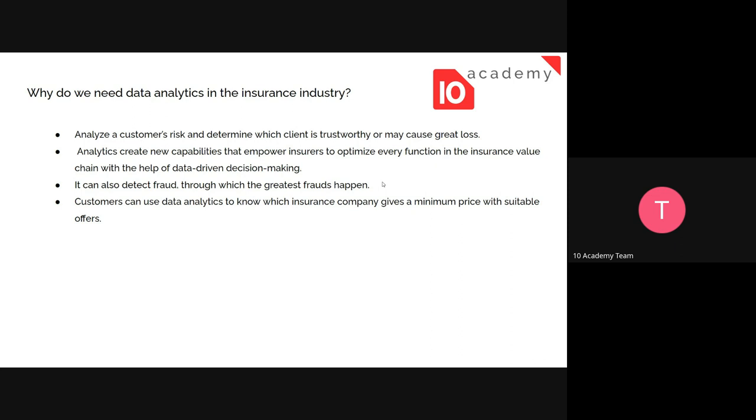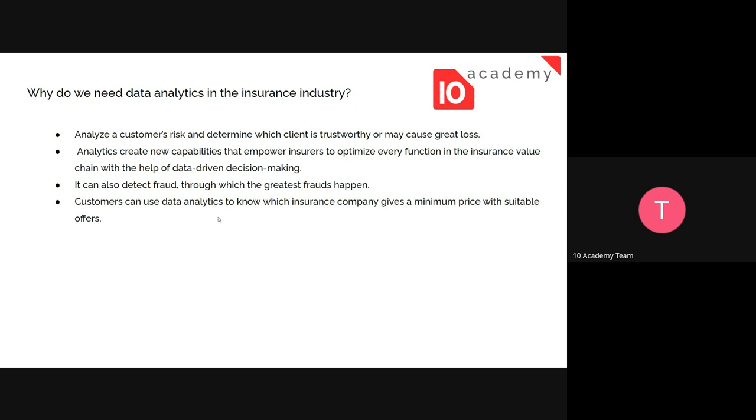Through which the greatest frauds happen, which means which type of people, or from which area, or which age group of people do most of those kinds of frauds. And it's also used to identify the measures. And from the customer side, data analytics is used to know which insurance company gives a minimum price with suitable offers.